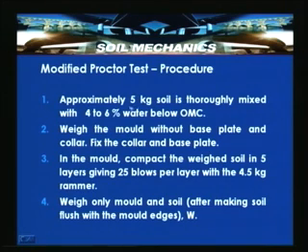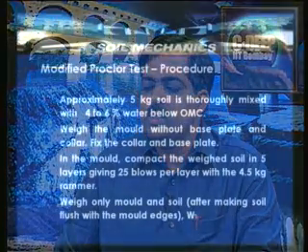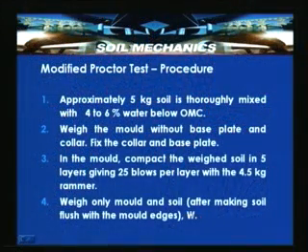Approximately 5 kg of soil is thoroughly mixed with 4 to 6% water content, depending upon judgment, and this has to be decided. Weigh the mold without base plate and collar, fix the collar and base plate, and in the mold compact the weighed soil in 5 layers, giving 25 blows per layer with the 4.5 kg hammer. The same principles we discussed for the standard Proctor compaction hold good here also. Weigh only the mold and soil after making the soil flush with the mold edges. That weight has to be taken.